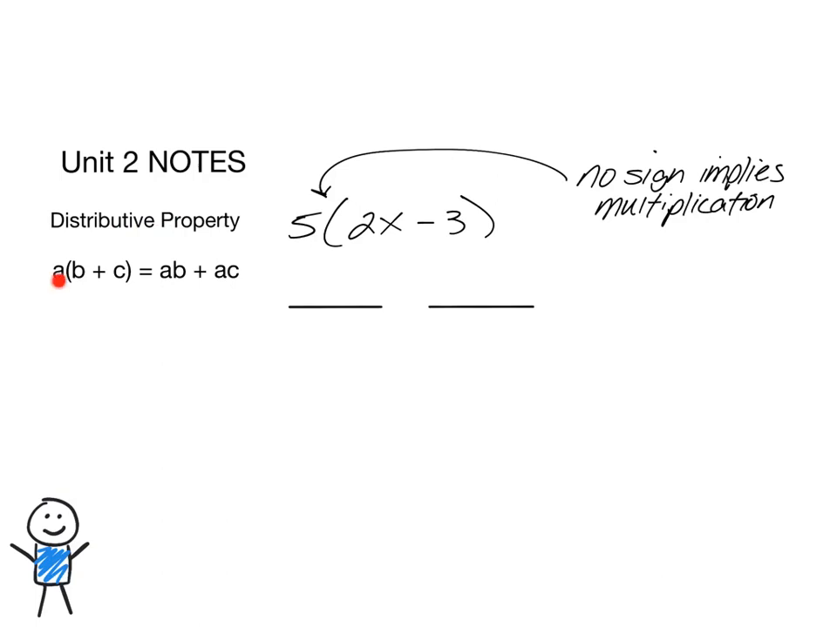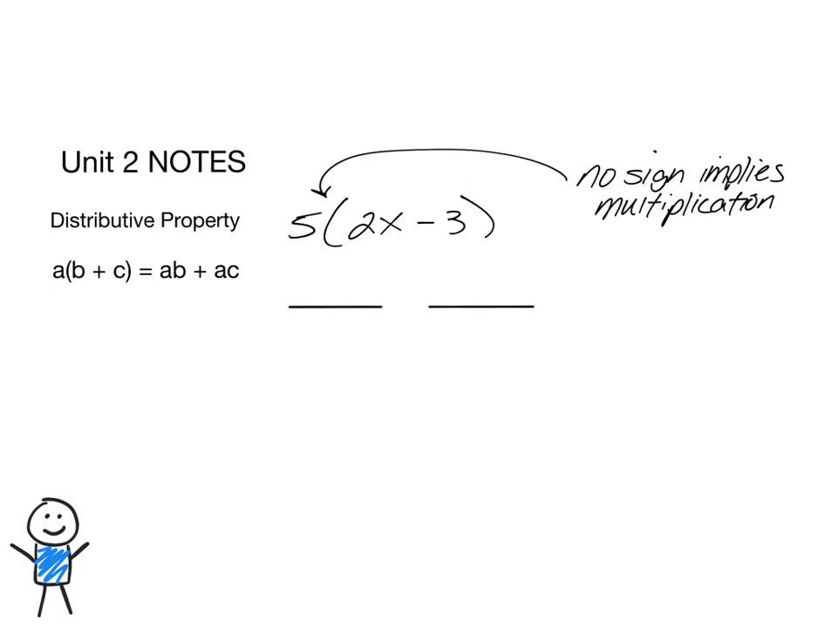Basically what we're doing is we're taking the value that's on the outside and we're distributing it to both of the terms on the inside. And by distributing, we mean multiply. So this a gets distributed to the b, a times b is the result. And then a gets distributed to the c, which gives you the result of a times c. We're going to apply that to this particular example up here.